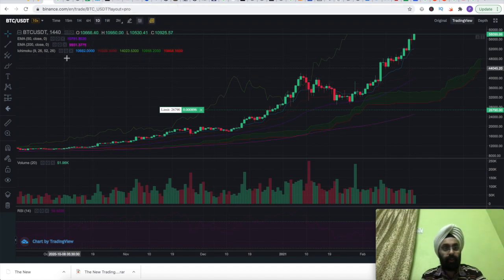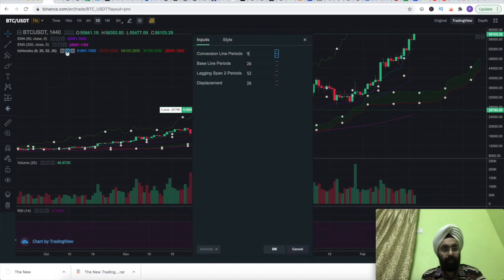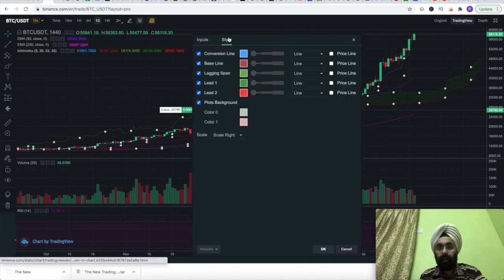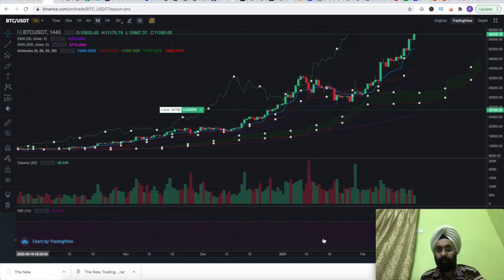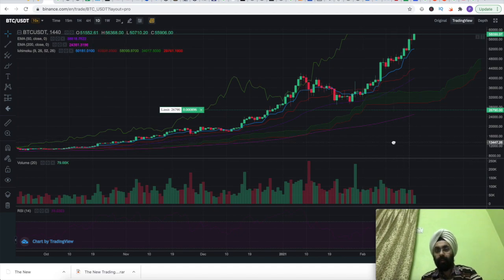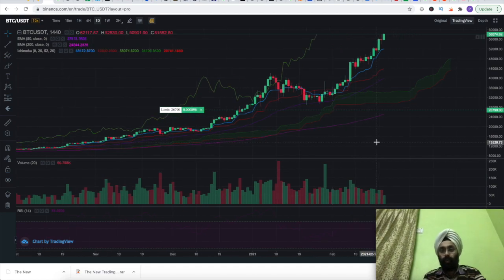To make it appear more clearly, I darkened a few of the lines. Although all the lines are important, the conversion line, the baseline and the lagging span are quite important, so I darkened them so that they appear more clearly. Now that you know how to add the Ichimoku Cloud technical indicator to your charts, let me come to its components and explain each one of them.